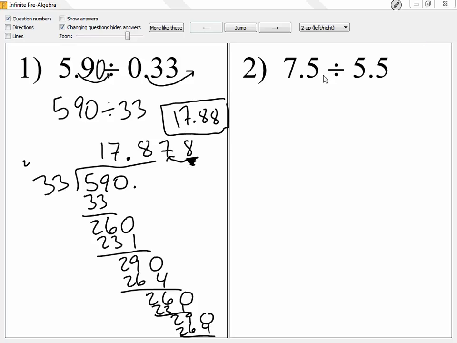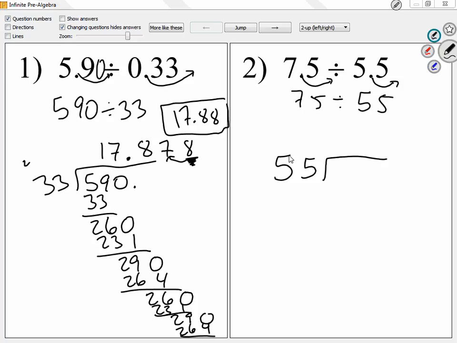All right, let's take a look at number 2. Let's try another number for practice. Remember, my number at the right should not have decimals, so I'm going to call that 55. If you notice, I moved my decimal 1 place to the right. Don't forget to do the same move on the second number. Move everything to the right 1 space. So I have 75 divided by 55. So let me write that here.